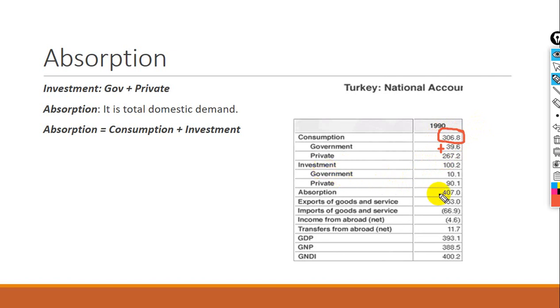With respect to investment, for the government it's 10.1, and for the private sector it's 90.1. So we add them together to get the total investment of the country, which is 100.2. If you would like to calculate total domestic demand, it's the summation of consumption plus investment. So we add consumption and investment together to find the value of total domestic demand, or absorption.